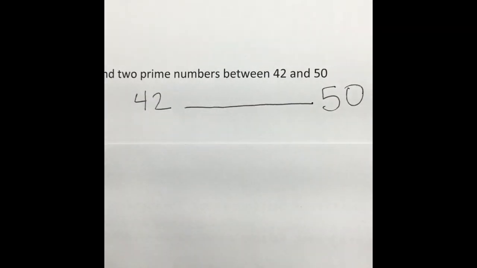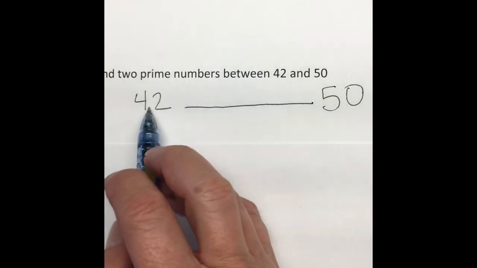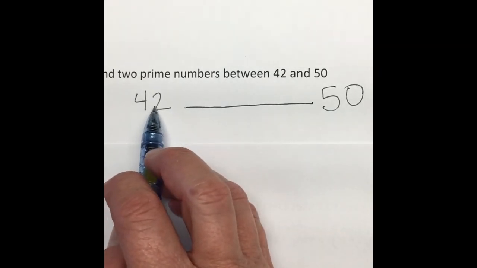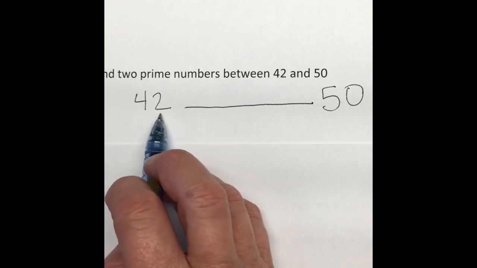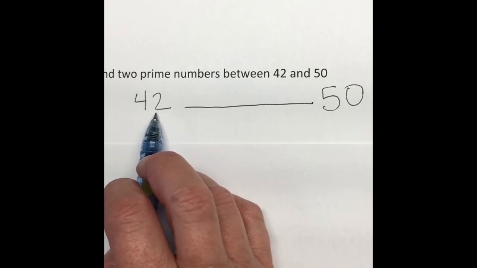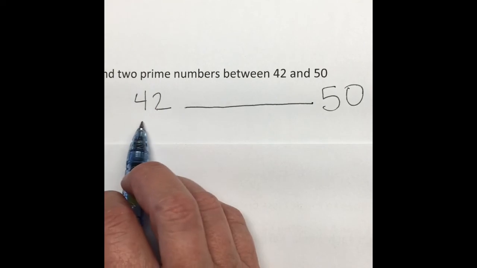Remember, the definition of prime is that the only factors in a prime number are 1 and the number itself. So 42, we know we could do 6 times 7. It's an even number, so I know it's divisible by 2. I could always do 1 times 42.